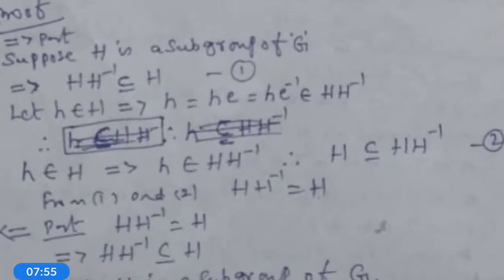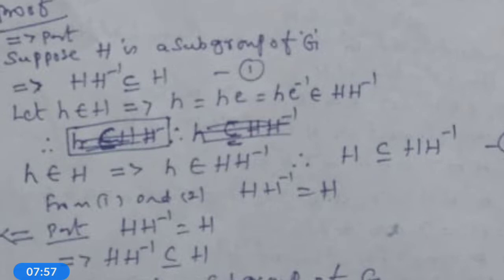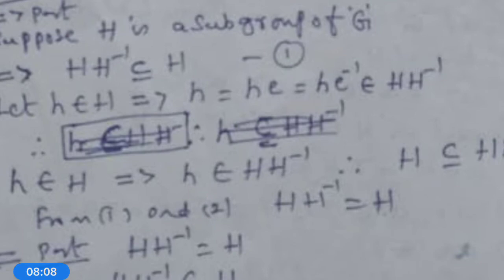Proof. Implies part. Suppose H is a subgroup of G. What is the result that we have applied in the previous theorem? H H inverse is a subset of H. Now, we call it as 1.